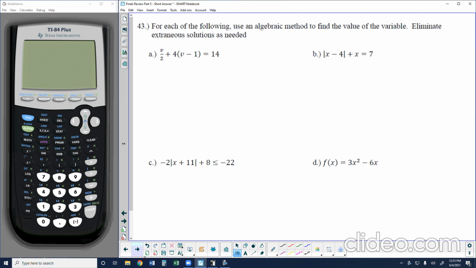In problem 43, it says for each of the following, use an algebraic method to solve or to find the value of the variable, eliminate extraneous solutions as needed. So anytime it says to use an algebraic method, we're going to have to show our work.